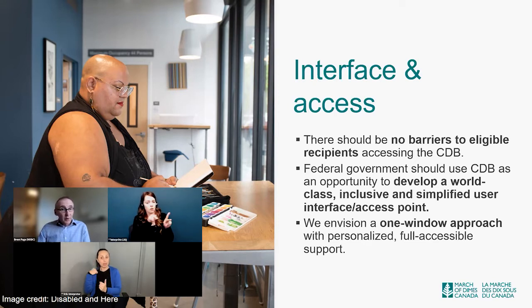We envision a one-window approach where every person with a disability living with low income can receive personalized, fully accessible support to apply for and access the benefit, as well as referrals to other benefits and programs for which they're eligible. We are currently working on research in this area to understand the best practices for access to disability benefits in other jurisdictions around the world. And as we progress, we will be looking to collaborate with stakeholders from across the country to gain further insights and perspectives on what an accessible interface looks like.